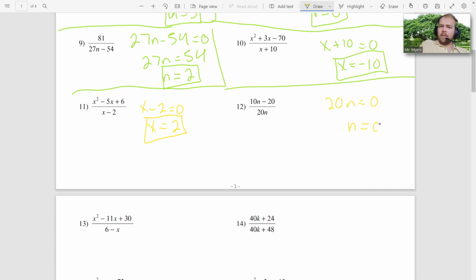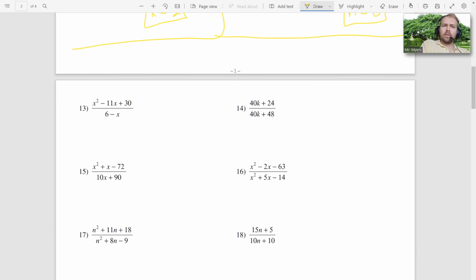Right, just divide both sides by 20. Everything's pretty basic so far. Nothing real crazy yet. We'll run into something like that soon though. This one's exactly the same as that other one. Subtract 6 on both sides. Divide out the negative.